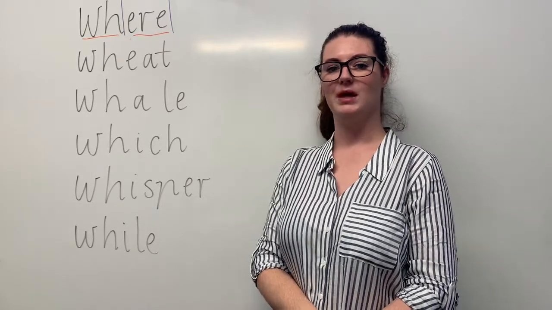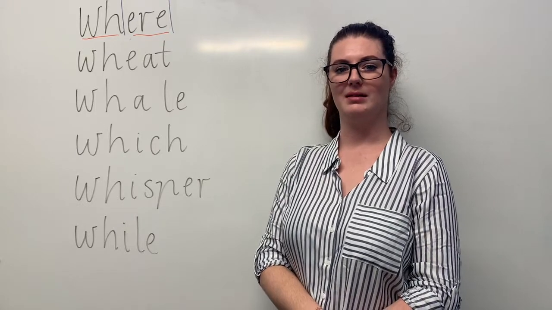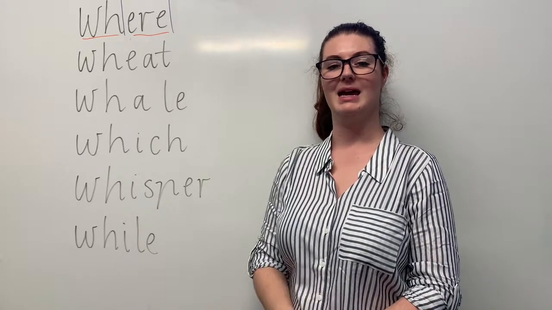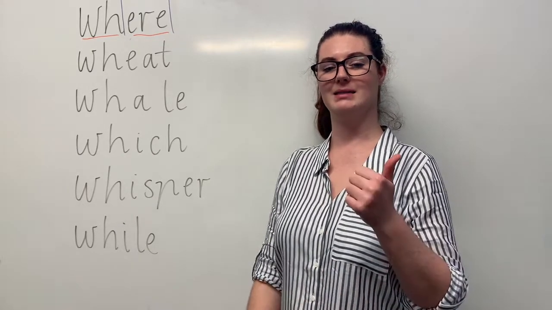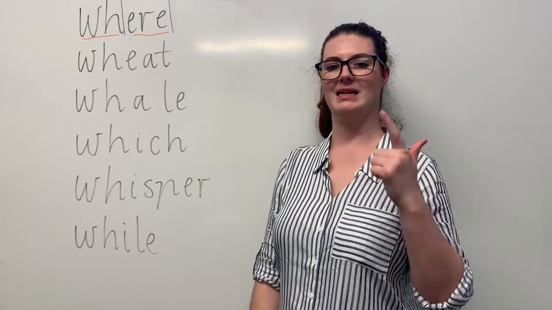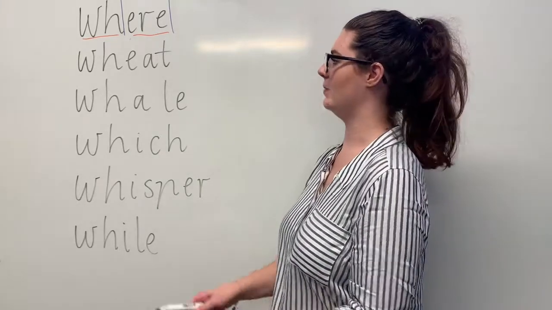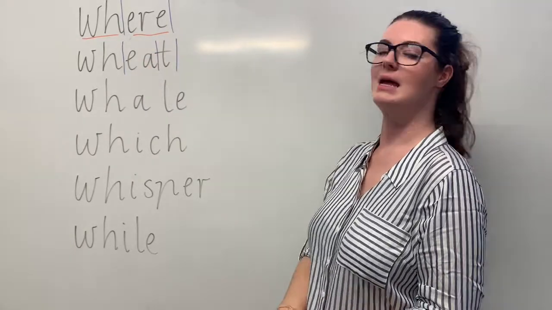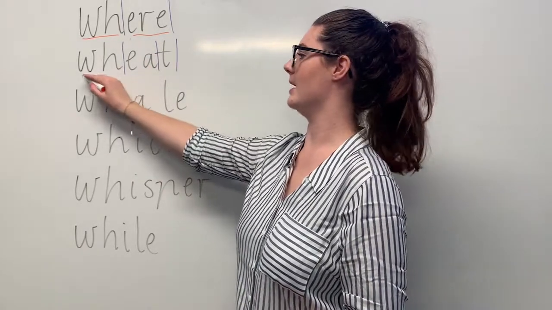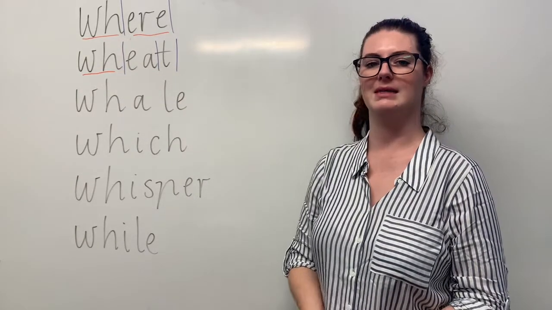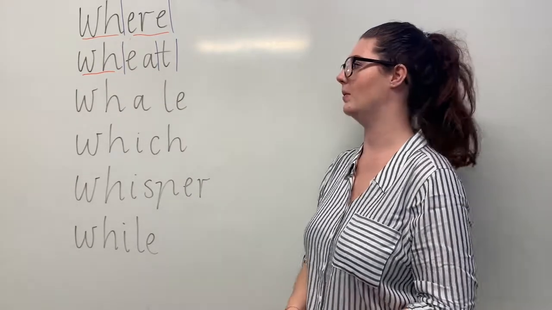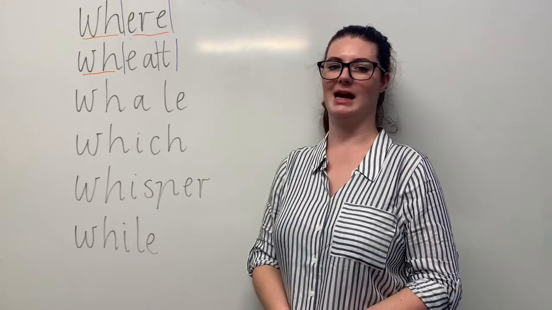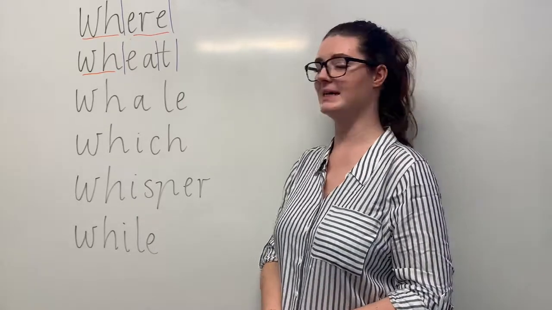Say wheat. Wheat is a grain that we use to make bread. The sounds in wheat are, together, W, E, T. The letters in wheat are W-H-E-A-T. The part that we need to remember is the WH digraph making the W sound. Can you teach it to me? Wheat. W-H-E-A-T. Our next word is whale.